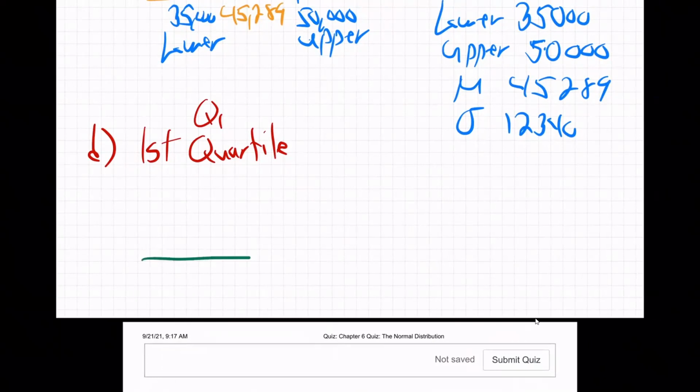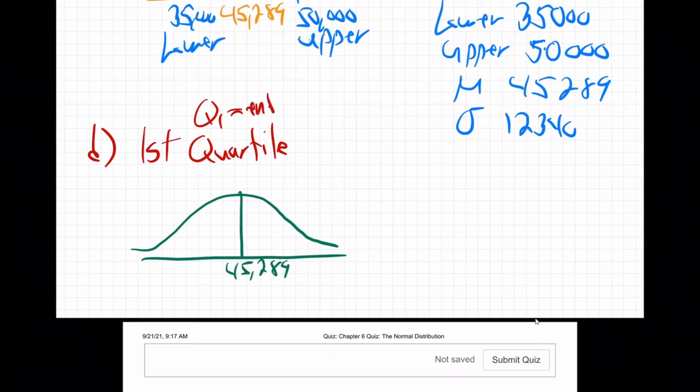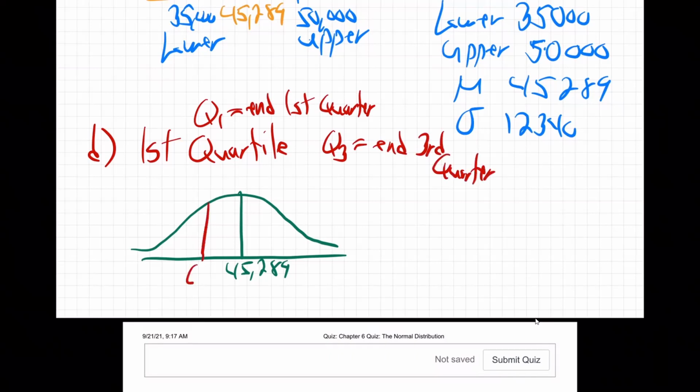So let me first do the first quartile, and I'll show some of the other variations. So I'm gonna draw the bell curve again. The middle is still 45,289. So remember what the quartiles are. It's like a football game, right? 4 quarters of a football game. So Q1 is the end of the first quarter of the football game. And Q3, for example, would be the end of the third quarter of a football game, right? So Q1 would be about right there, and Q3 would be about right there. I gotta move this over. Q3, and I'll try to put that other number back. What was it? 45,289 right here.